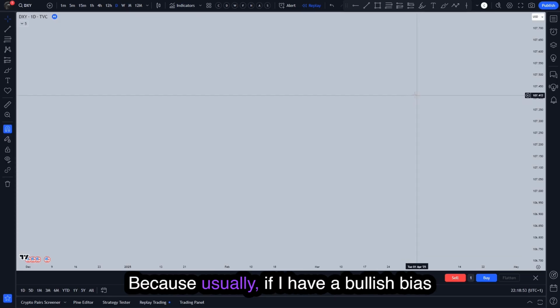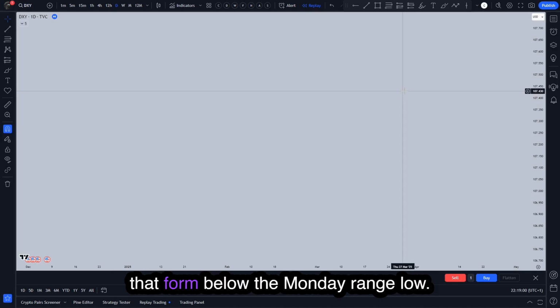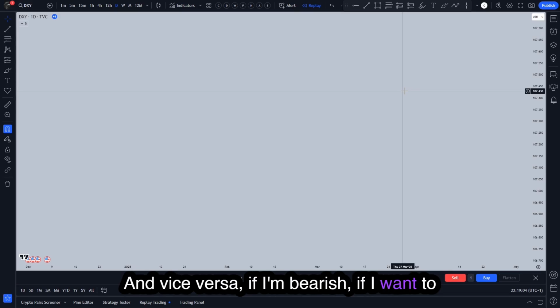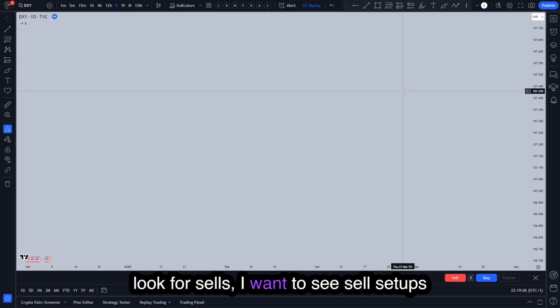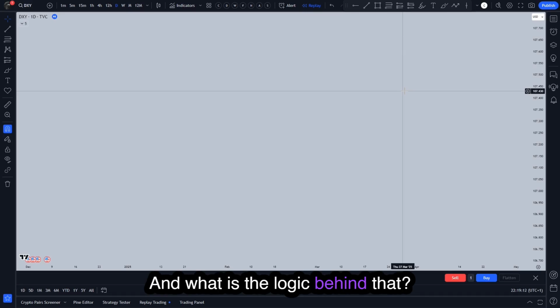Why? Because usually if I have a bullish bias for the week, I want to look for long setups that form below the Monday range low. And vice versa, if I'm bearish, if I want to look for sells, I want to see sell setups forming above the Monday range high. And what is the logic behind that?